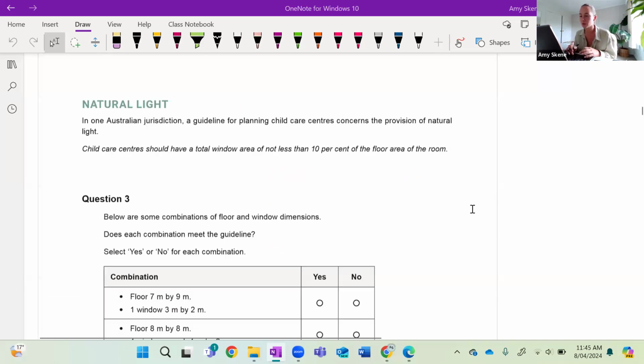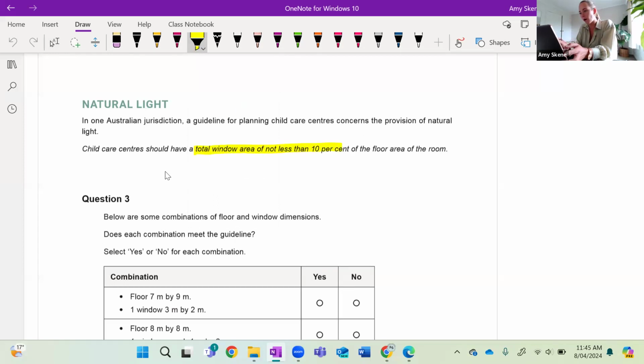Now looking at the next question, question 3, below are some combinations of floor and window dimensions. Does each combination meet the guideline? Now we need to go back up and read the guideline, and we're just going to select yes or no. So in one Australian jurisdiction, a guideline for planning childcare centres concerns the provision of natural light. Childcare centres should have a total window area of not less than 10%. So that's of importance to us, of the floor area of the room.